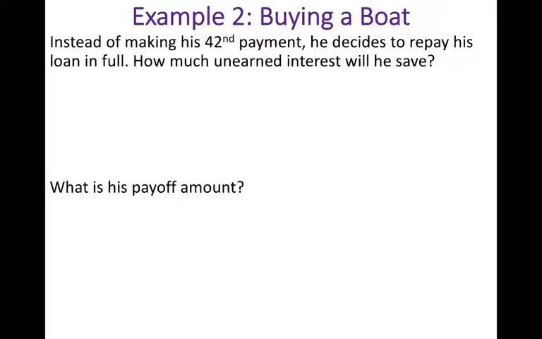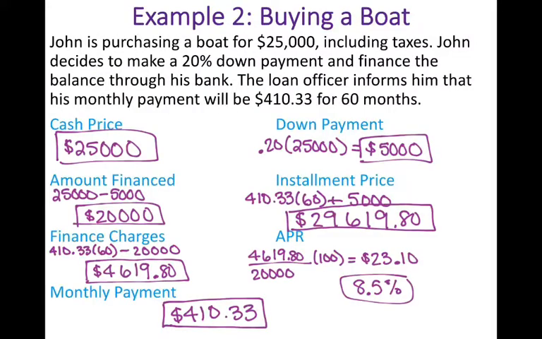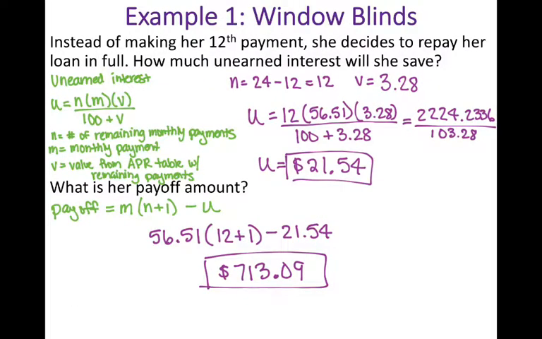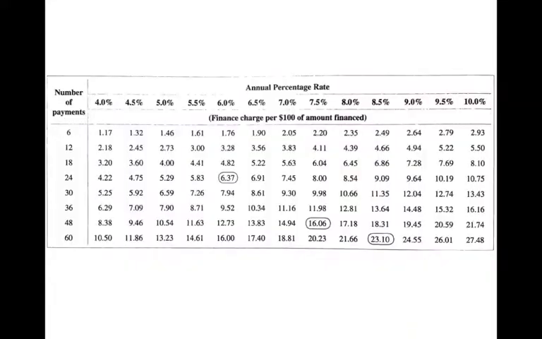So the first thing I need to do is figure out what N is. N is going to be the number of payments remaining. So I'm going to take 60 minus 42, which is 18. And I also need to find the value V. So V is going to come from the APR table using 18 months with our APR of 8.5. So let me go back to this and keep going back. So I want 18 months with the APR of 8.5. So that's $6.86.